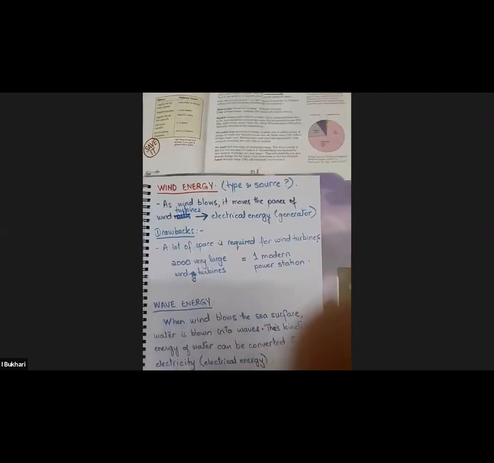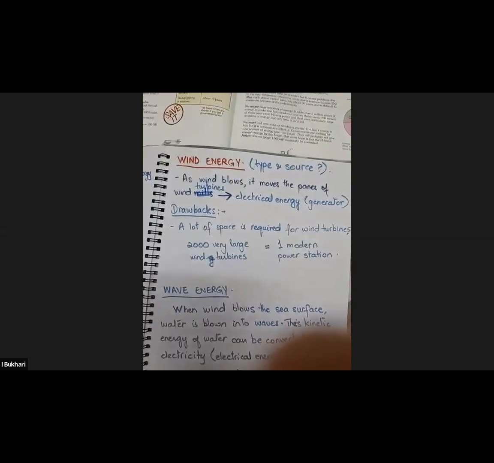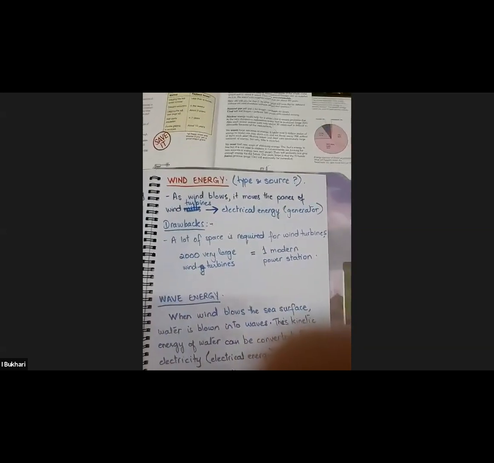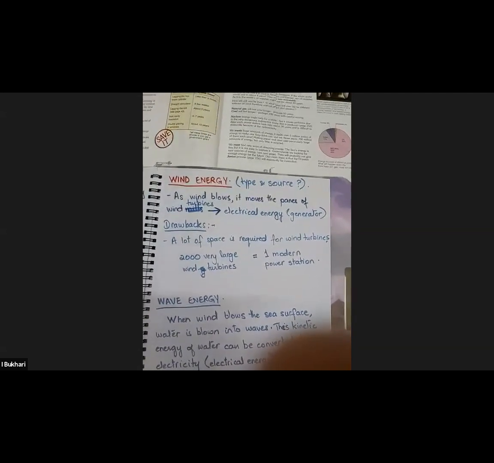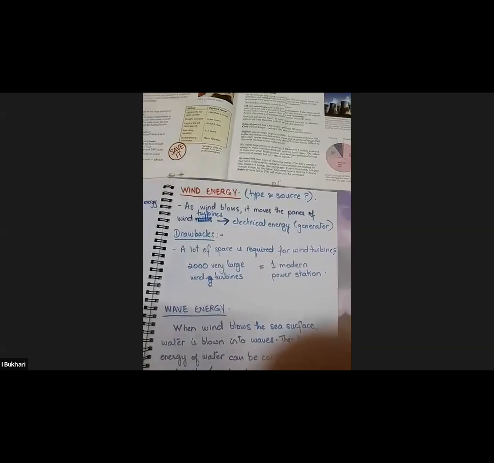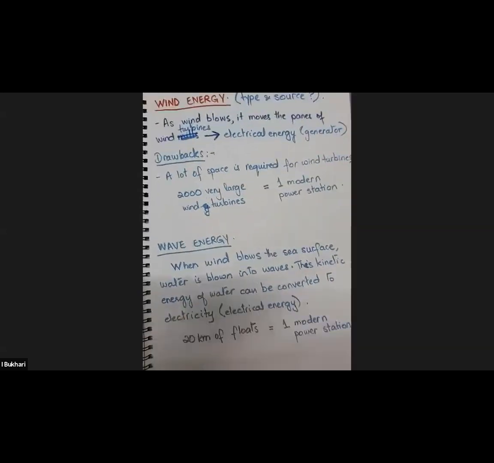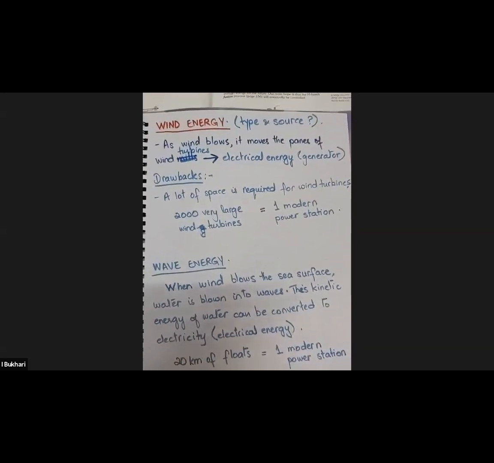Okay, wind energy. Now, this is easy to understand. Wind energy is when the wind blows, and when the wind blows, it moves the windmills or the wind turbines. Okay, and when the wind turbines or the windmills move, that movement of the turbines is kinetic energy. Remember, kinetic energy is the energy of motion that is converted into electrical energy, right?